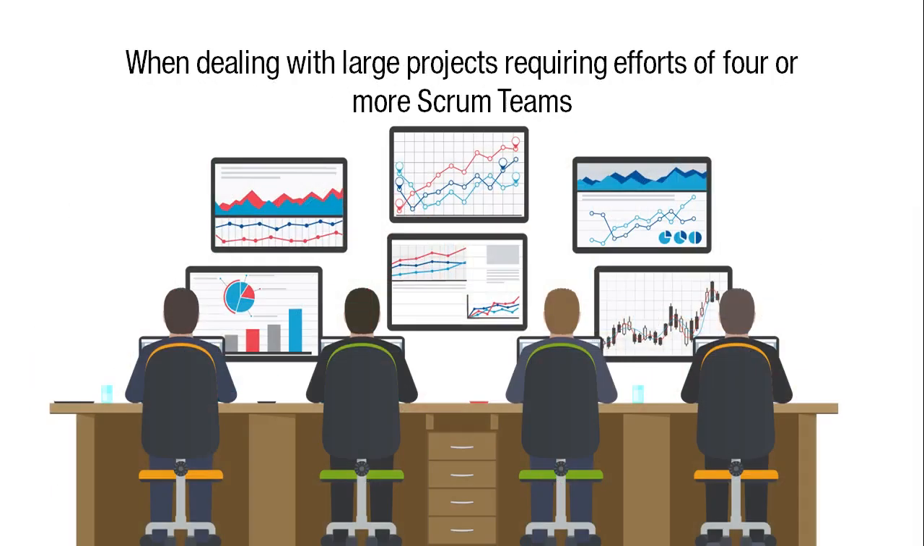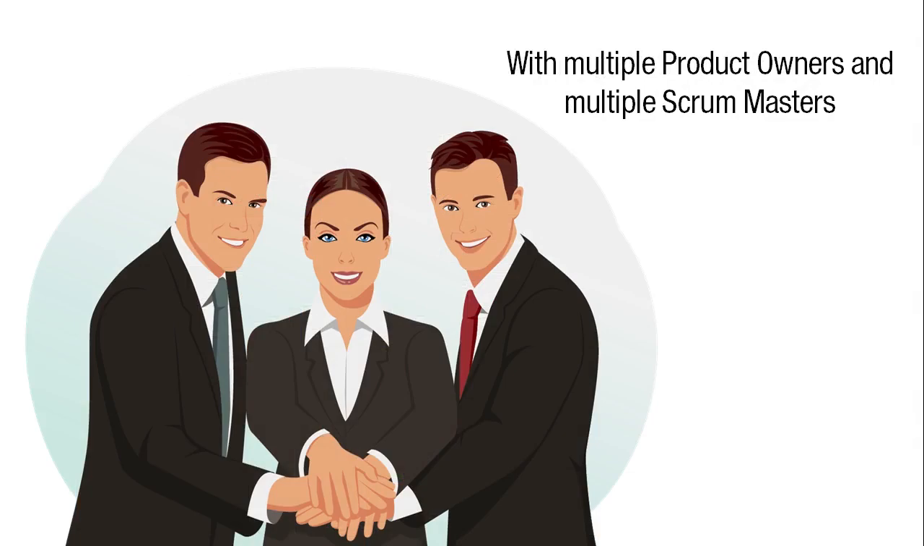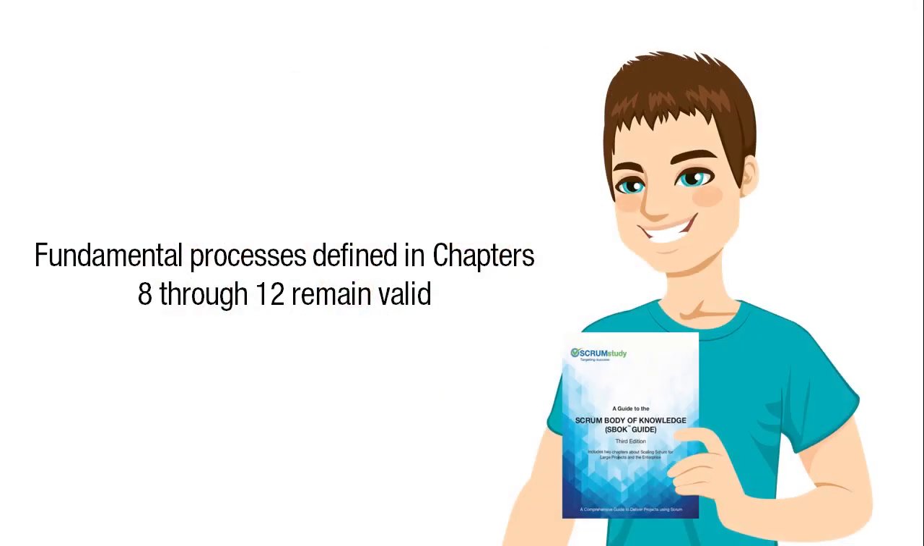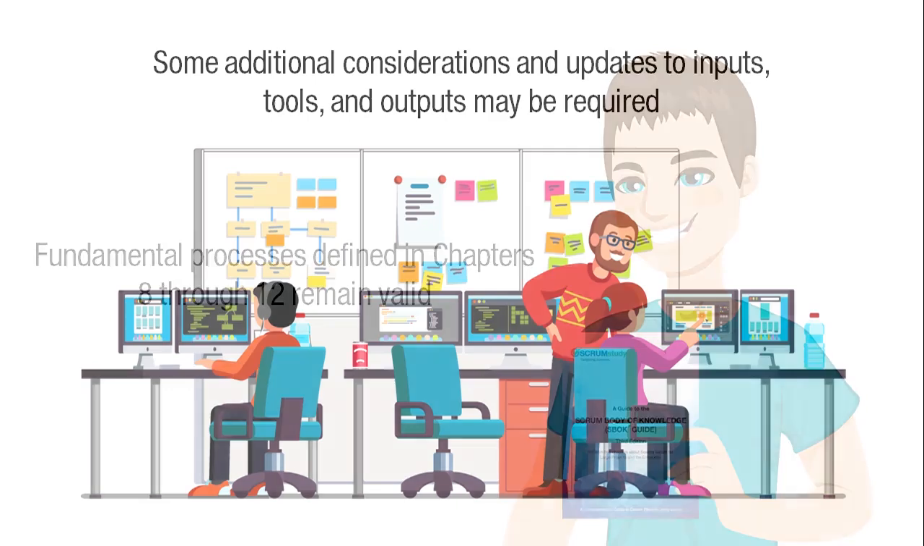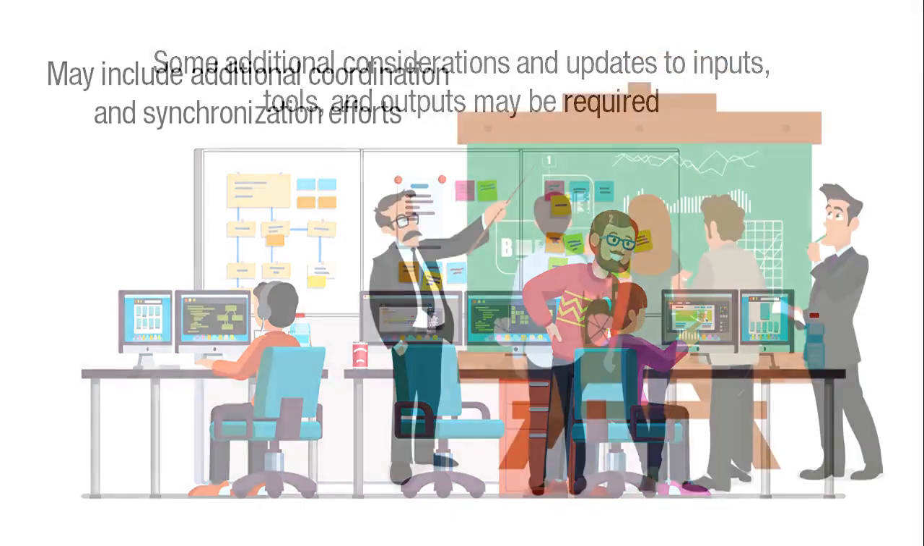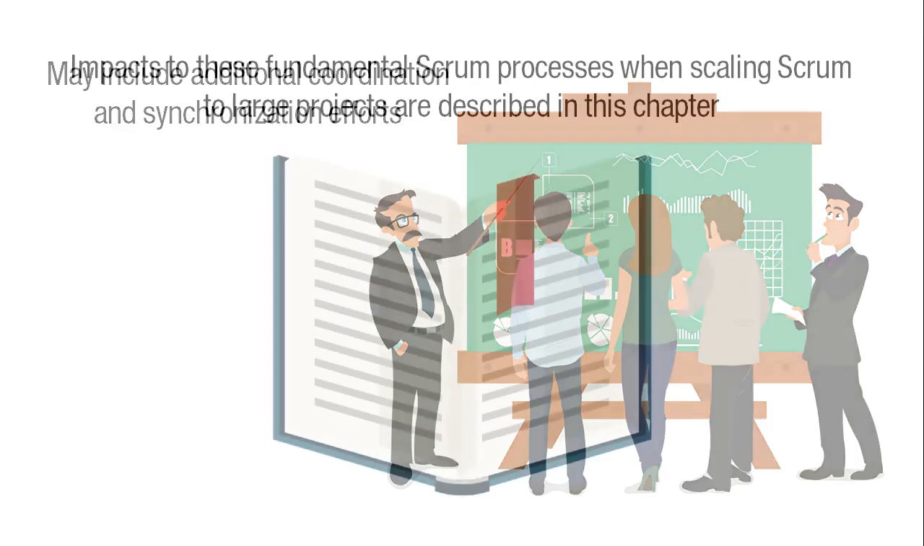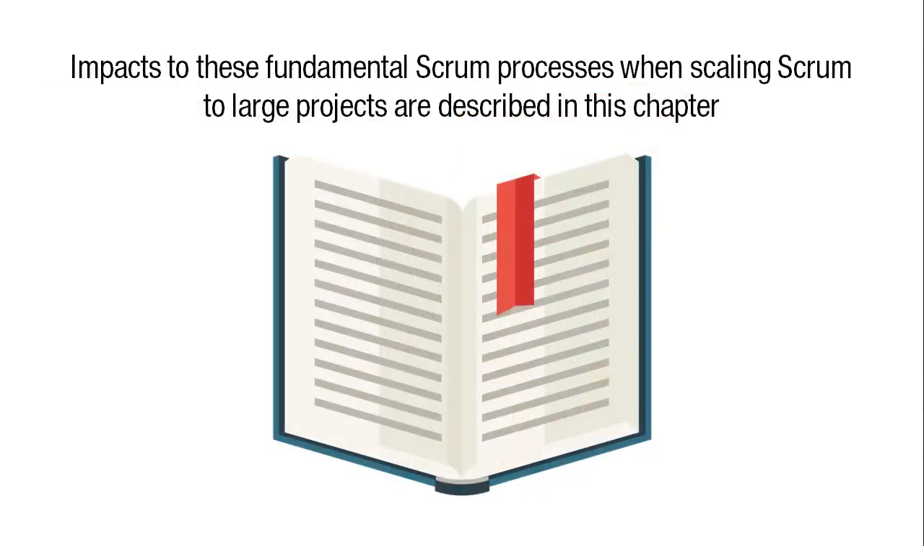When dealing with large projects requiring the efforts of 4 or more Scrum teams with multiple product owners and multiple Scrum masters, the fundamental processes remain valid, but some additional considerations and updates to inputs, tools, and outputs may be required. This may include additional coordination and synchronization efforts. The impact to these fundamental Scrum processes when scaling Scrum to large projects is described in this chapter.